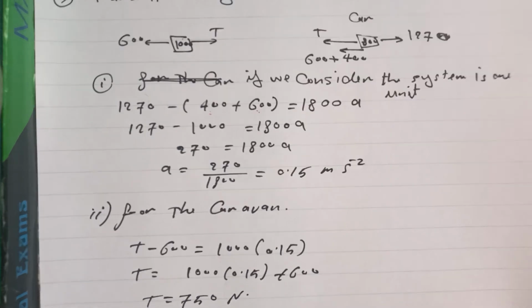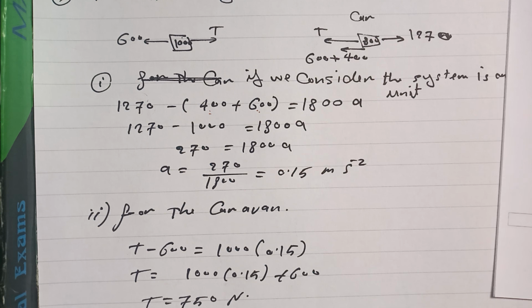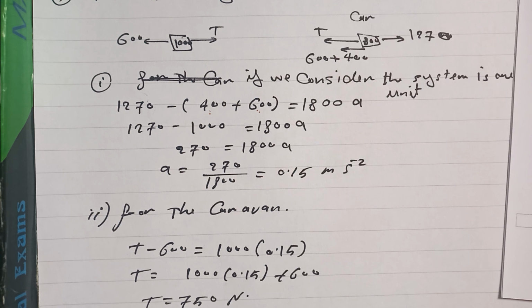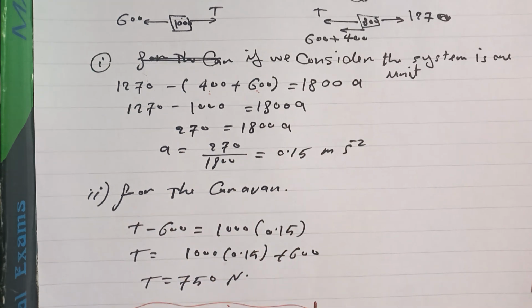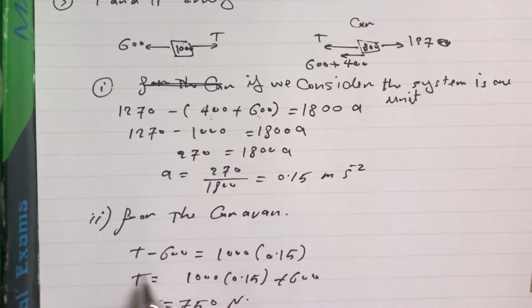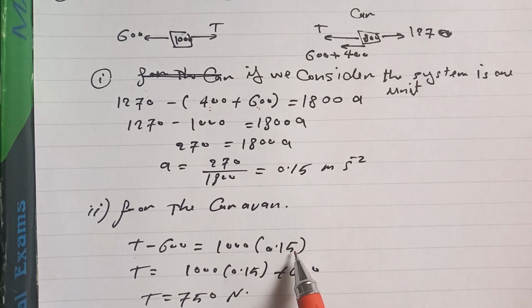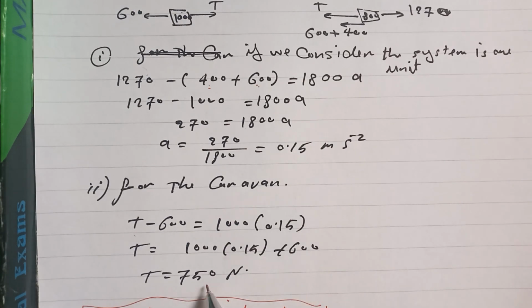The second part of this problem: draw a diagram showing all the forces acting on the caravan along the line, and calculate the tension in the bar. So here I will take the caravan only. The caravan only expresses the force T minus 600 equals 1000, which is the mass of the caravan, times the acceleration, which is 0.15. From here I can get the tension, which is 750 Newton in the bar between the caravan and the car.